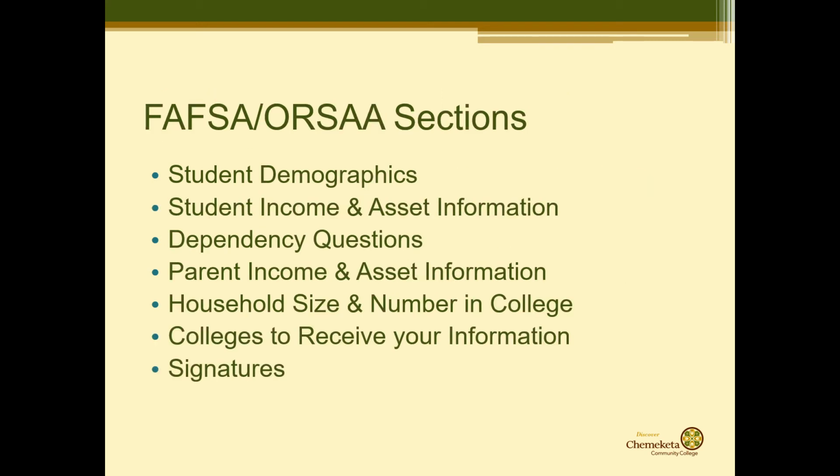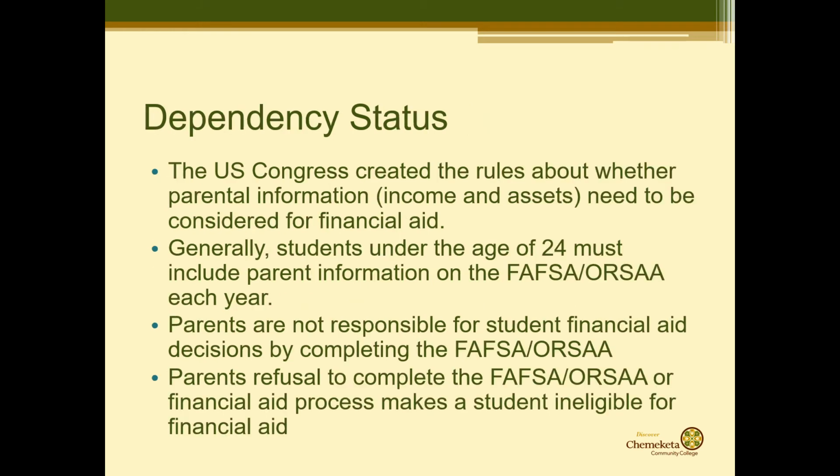The FAFSA and ORSA are split into multiple sections covering student demographics, student financial information, student dependency status, parent financial information and household size, colleges to receive your information, and your signature and submission of the FAFSA or ORSA. In the next few slides, we'll discuss some of the items that can confuse students and families as they complete the application. The U.S. Congress creates the laws about what information has to be considered for federal financial aid.